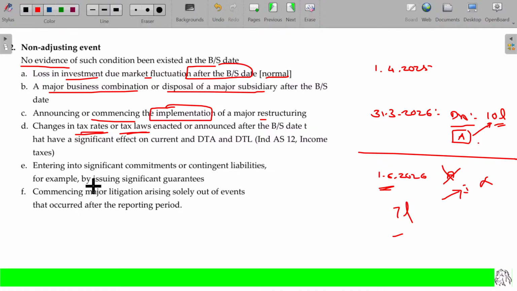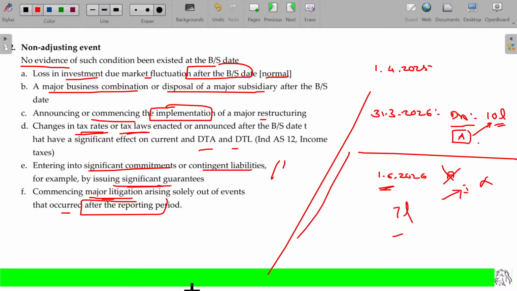Is that okay? As we had not thought about the waiver of GST rates, that the 28% was totally scrapped, we don't have any idea about that. So this is also a non-adjusting event. Because of that, if there is any DTA or DTL, deferred tax asset or deferred tax liability, you don't need to think about adjusting it. Entering into significant commitments or contingent liabilities by issuing a significant guarantee after the balance sheet date, not required. Commencing major litigation arising solely out of events occurring after the reporting period.